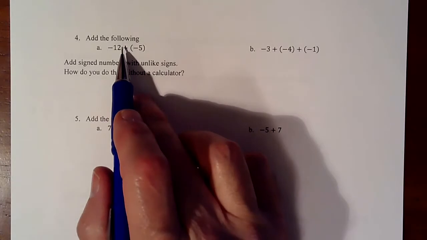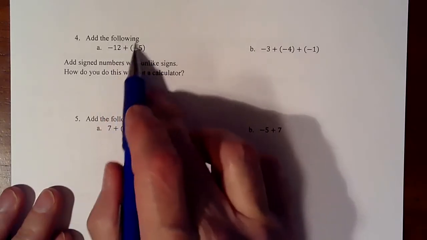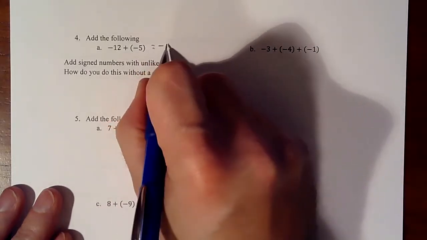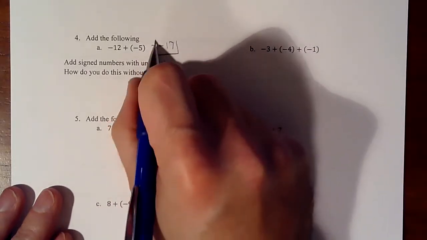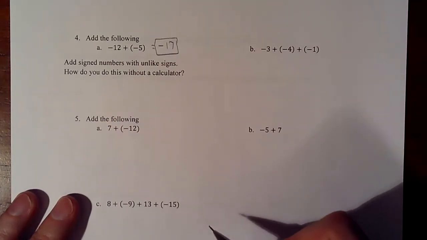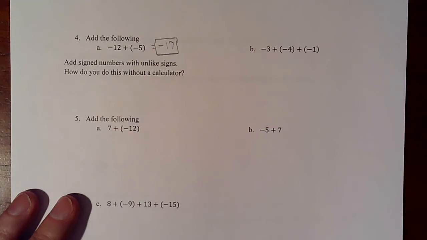So again, if you want to treat it like money, if you owe $12 and you owe negative $5, together you owe $17. So that's what they mean by you're just really going to add them together. You're putting 12 and 5 together, which makes 17, but both being negative, so you're just further into the negatives.